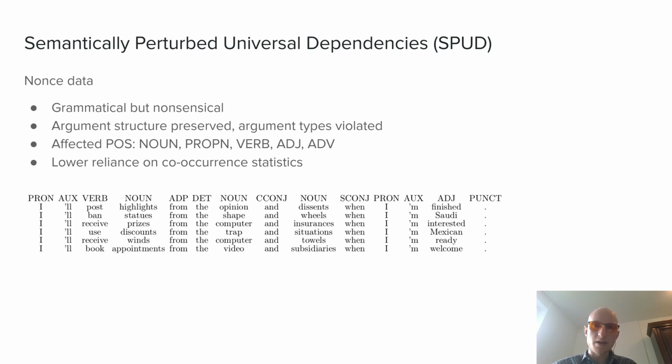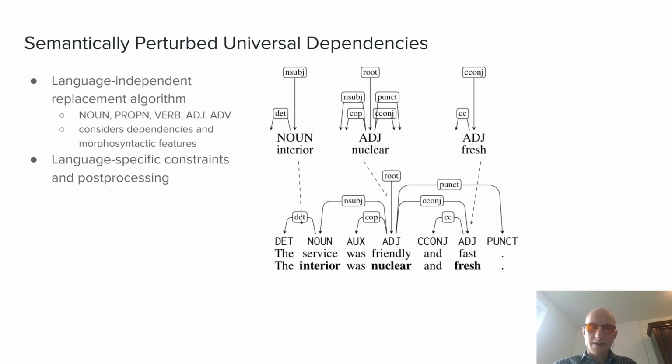The dataset is created in 2 stages. First, there's a language-independent component that replaces words based on the syntactic context they occur in. In the example, we have the sentence, "The service was friendly and fast," and the subject noun service has one determiner dependent. We replace it with interior because interior occurs elsewhere in the treebank, also as a subject noun with one determiner dependent, with matching morphosyntactic features. The same idea is applied for the adjectives in the example. And this replacement is language independent, and to ensure that the output is grammatical, some language-specific modifications are applied.